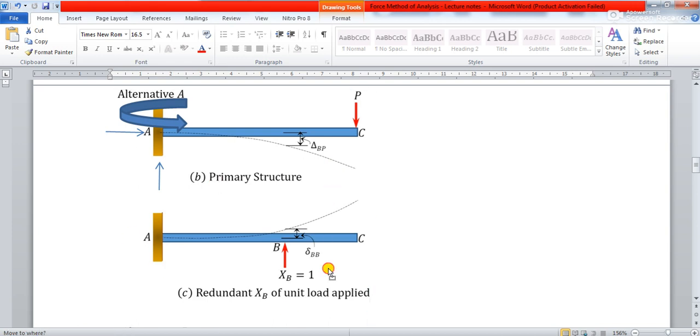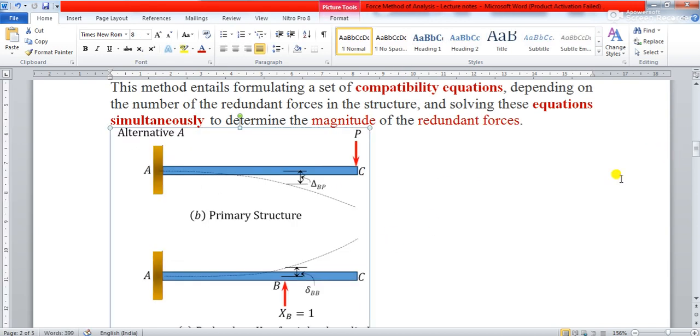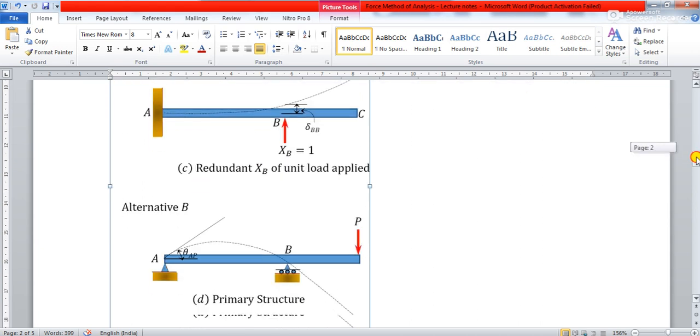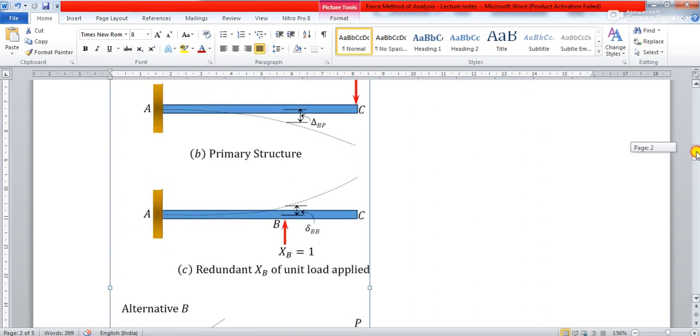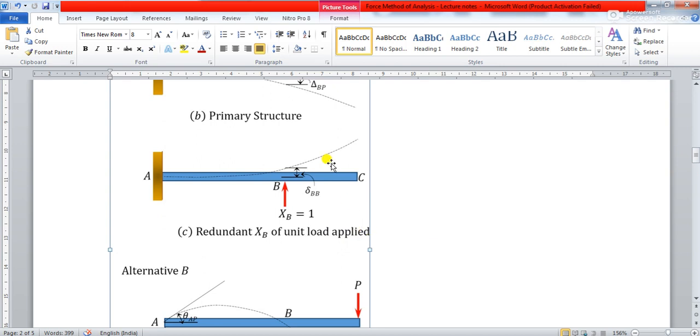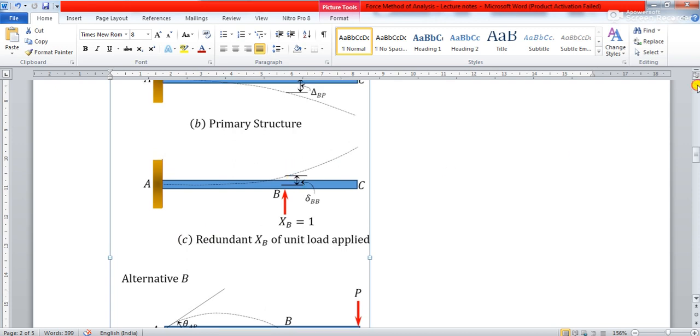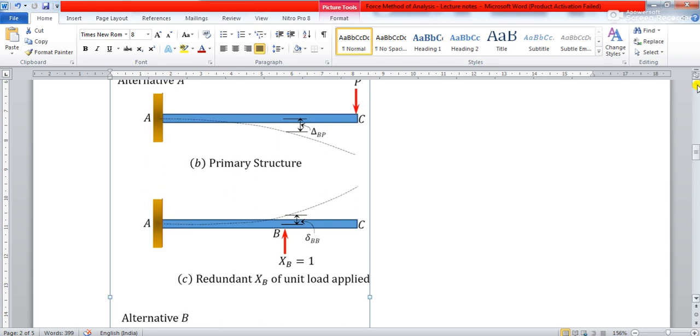See, in this case C, you see there is no P, no external load P is acting on this structure, okay? Is it clear? Now once you find out this, you can find out under this unit load what will be the deflection at this point, okay? Now you see that the compatibility condition will come into the picture.